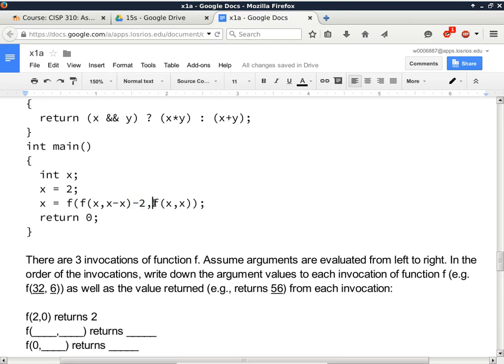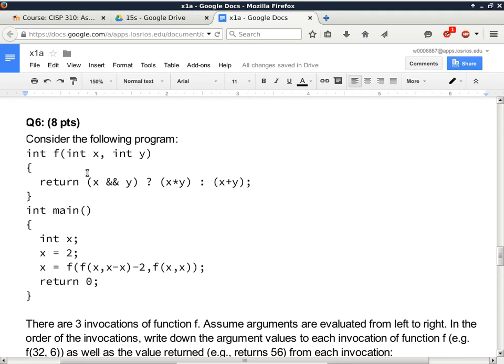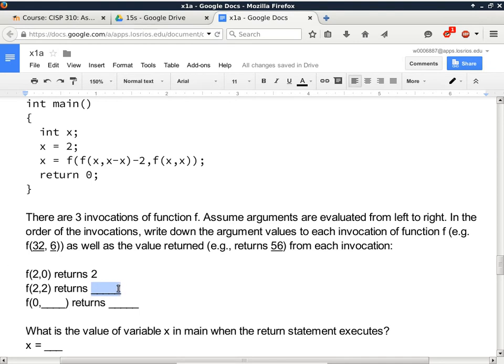The second invocation is this one here. X is still 2, right? So in the second invocation, we have 2 and 2 as arguments to the parameters. So now we go to the subroutine f. We have 2 here. We also have 2 here. 2 and 2, this is logical and, is what? Non-zero. Very good. All we care is whether it's 0 or not. If it is non-zero, we evaluate the second expression instead of the third one. 2 times 2 is 4. And that's why the return value is 4 here.